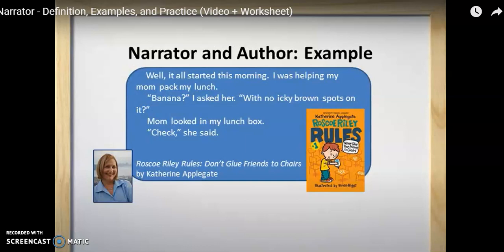Let's read. Well, it all started this morning. I was helping my mom pack my lunch. Banana, I asked her, with no icky brown spots on it. Mom looked in my lunch box. Check, she said.